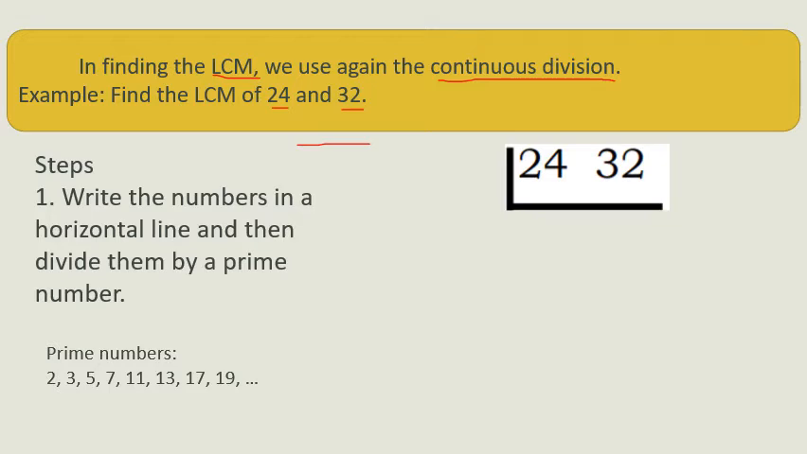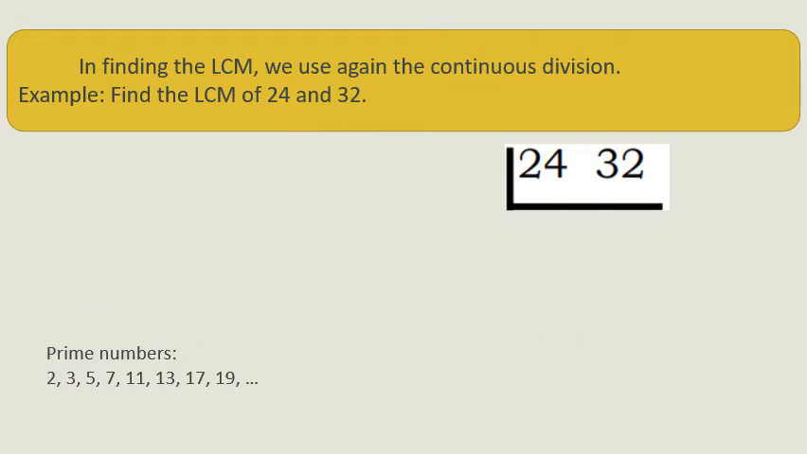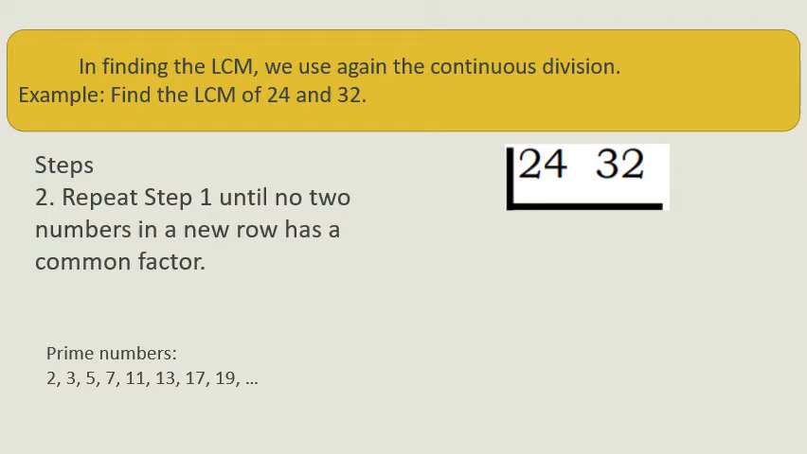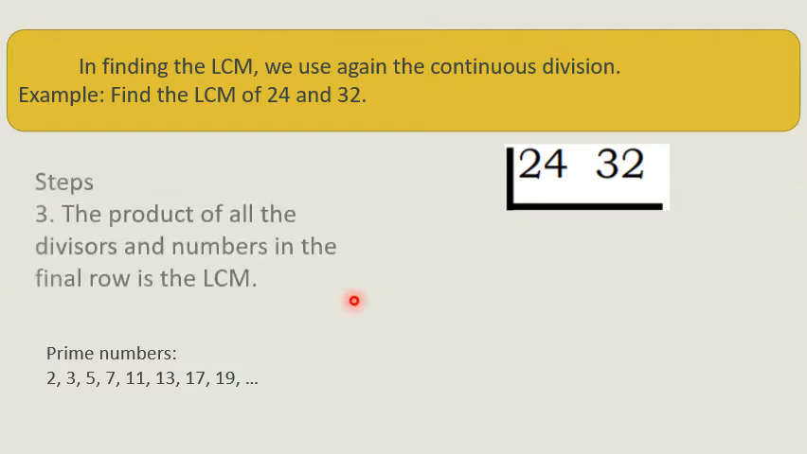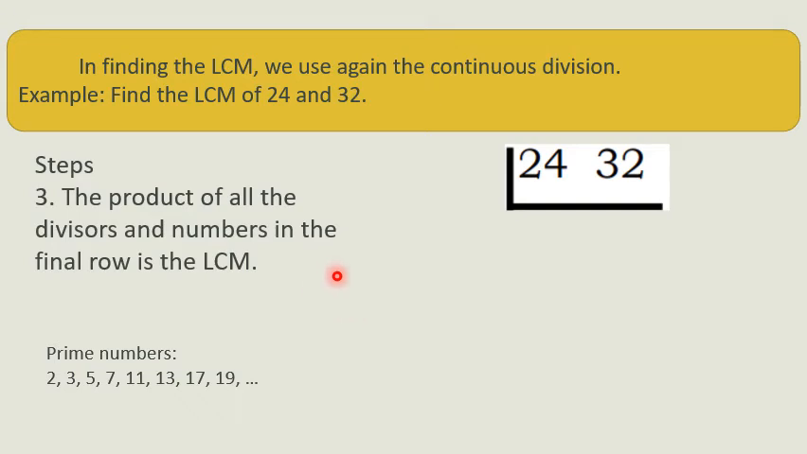Then, divide them by a prime number. So, dito pa rin tayo, katulad sa GCF, hahanap pa rin tayo ng pwedeng i-divide using these prime numbers. So, katulad kanina, so pwede siyang i-divide sa 2. Okay, so, next. So, the product of all the divisors and numbers in the final row is the LCM. So, apply natin yung katulad ng sa GCF. So, pwede siyang i-divide sa 2. So, 24 divided by 2 is 12. 32 divided by 2 is 16.